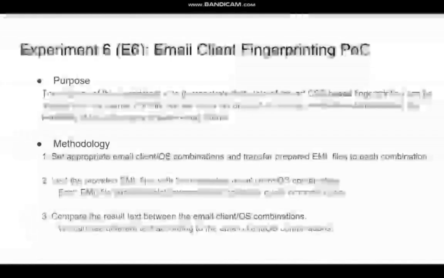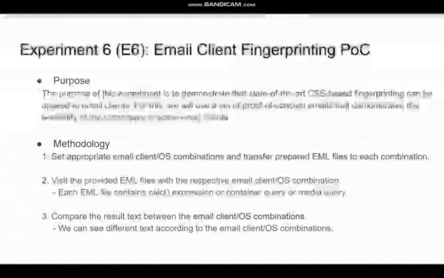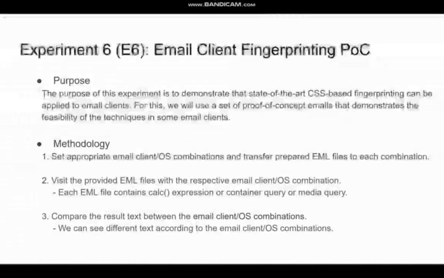Experiment 6 is about email client fingerprinting POC. The purpose of this experiment is to demonstrate that state-of-the-art CSS-based fingerprinting can be applied to email clients. For this, we'll use a set of proof-of-concept emails that demonstrates the visibility of the techniques in some email clients.